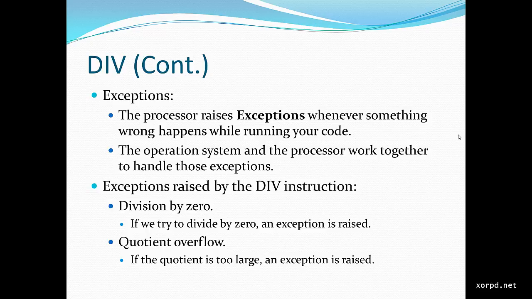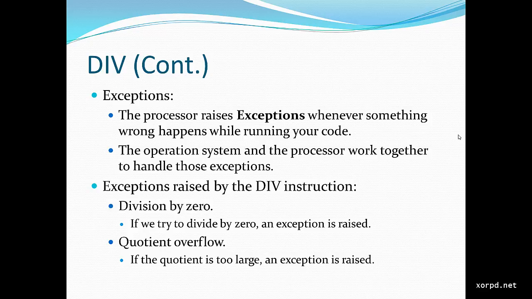The processor actually has some kind of way around it, and we are going to talk about it only a little, because there is some complexity behind it. Maybe in the future we are going to talk about it a bit more. The thing we are talking about is exceptions. The processor raises exceptions whenever something wrong happens while running your code. The operating system and the processor work together to handle those exceptions.